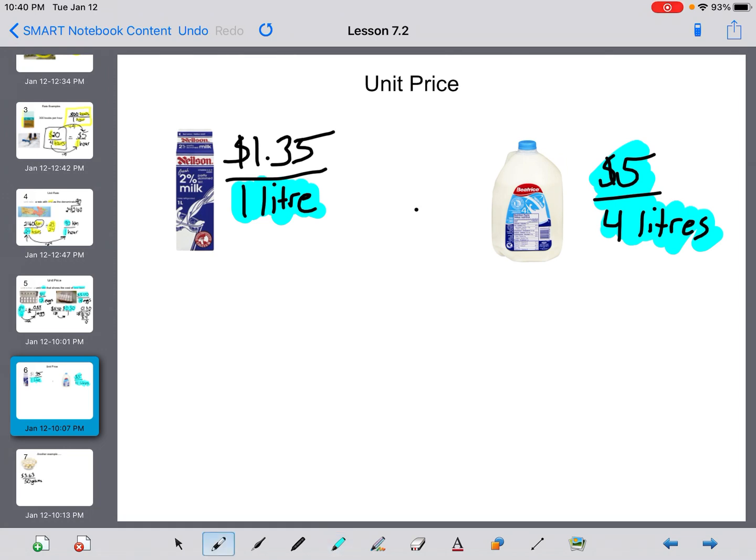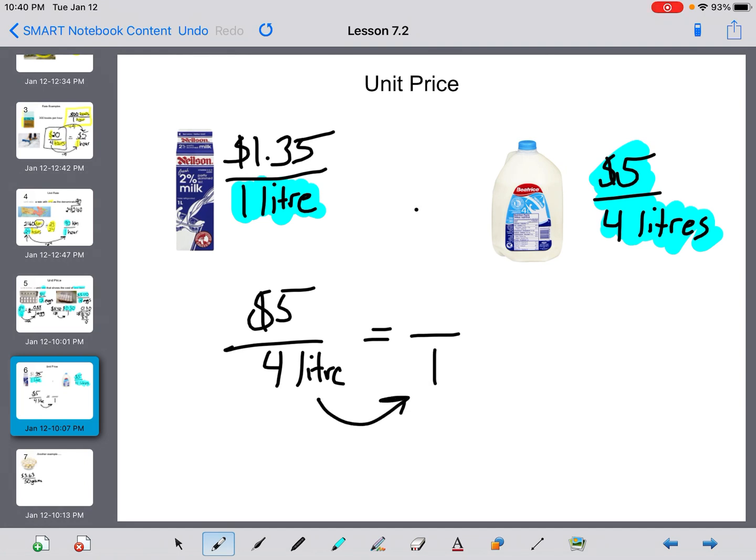Well, I want to know the unit price. I want to know how much is that then for 1 liter. So here's my rate, $5 for 4 liters. And I'm going to divide by 4 on both sides to get that 1 as my denominator. So then over here, I can do number on top goes in the box.